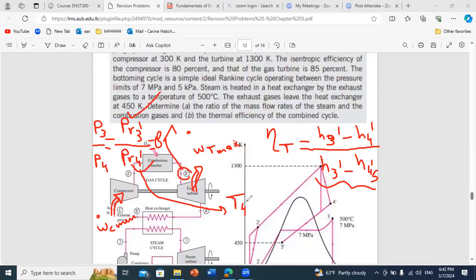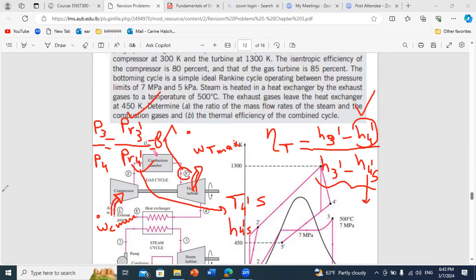T4 prime S, the isentropic temperature. And you read H4 prime S. But actually, you have a different value for H4 prime. H4 prime is larger than H4 prime S. That's why you don't have 100% efficiency. So once you find from the table H4 prime S, you replace in the formula and you get H4 prime. So it's the same methodology used in the compressor.